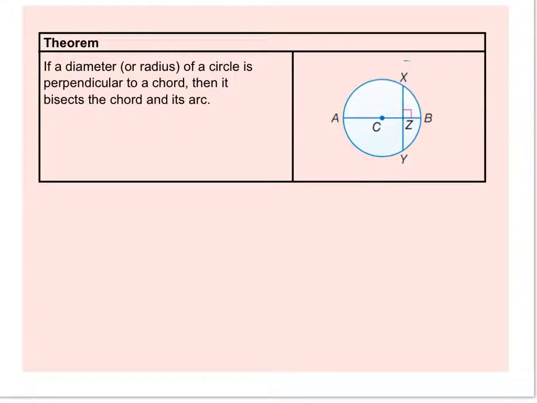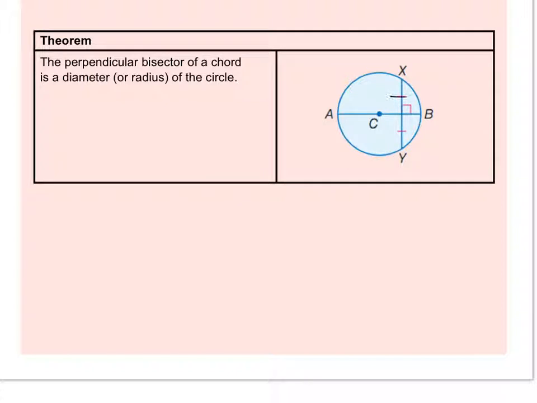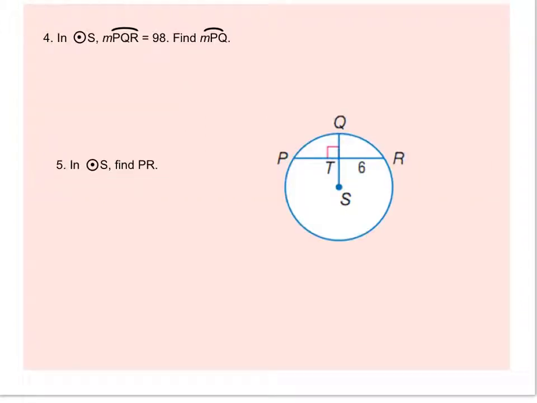So if a diameter or radius is perpendicular to a chord, it bisects the chord and the arc. Bisects means cuts in half. So that means that is equal to that. And the chord is also bisected. All right, so that's the idea. Now, it also works backwards. If these two are equal, that means this is a radius or a diameter. So this is quite obviously a radius. That means it's going to cut this in half, so it's going to make those two congruent as well.